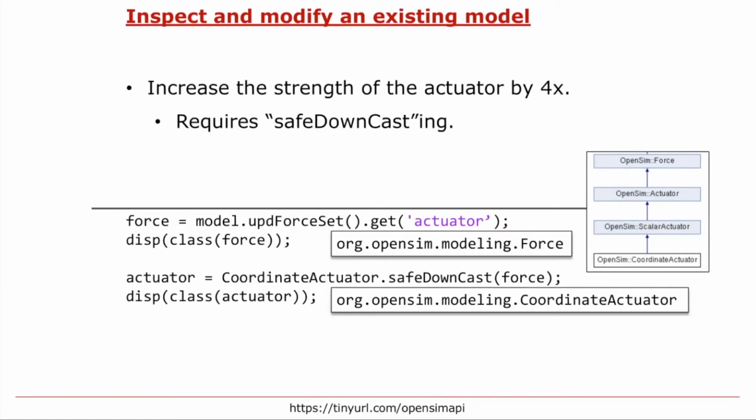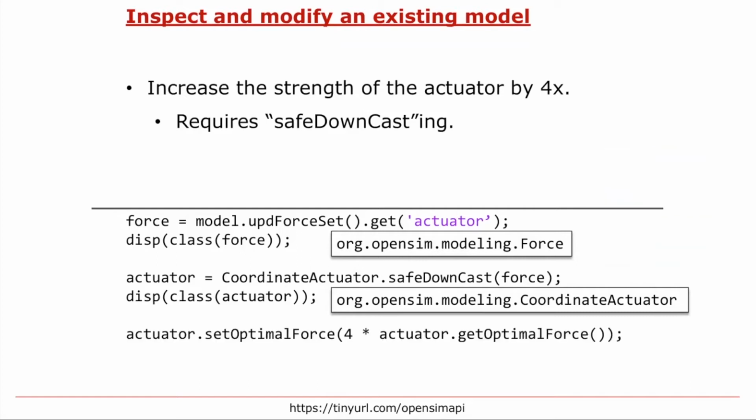As a side note, you can also downcast to intermediate classes in this hierarchy. If we wanted to set the actuator's maximum control signal, we could have downcasted to scalar actuator instead. That class is also shown in the hierarchy on the right, because the maximum control signal is a property of scalar actuators.